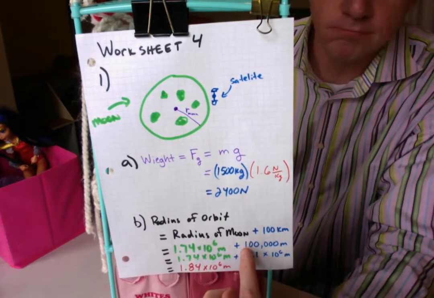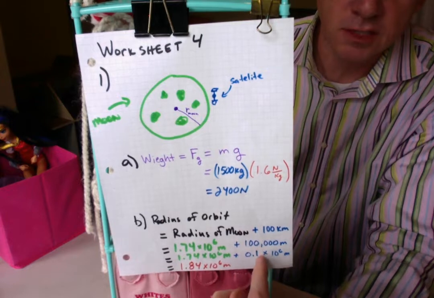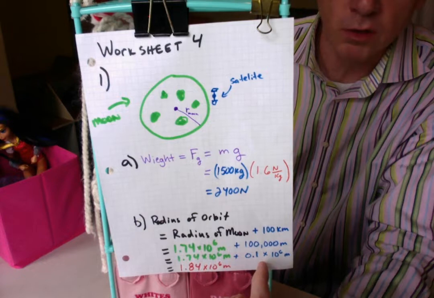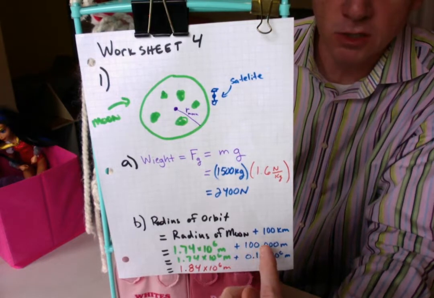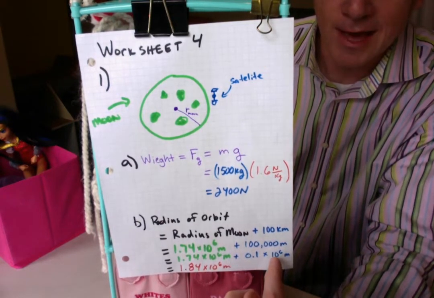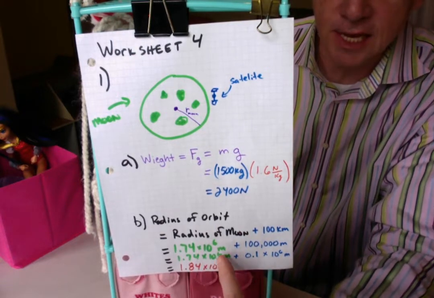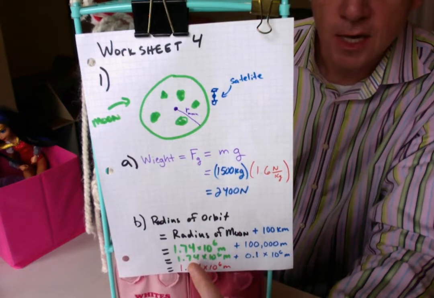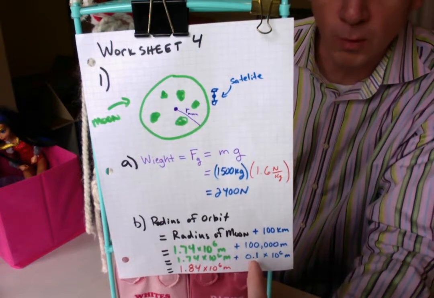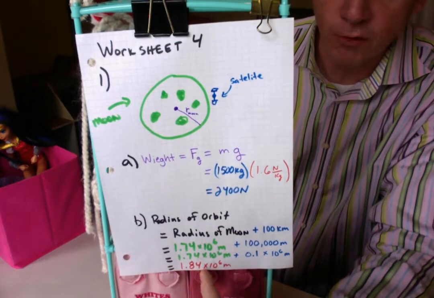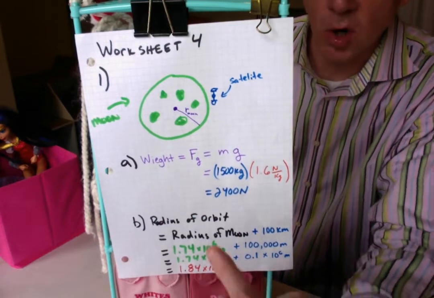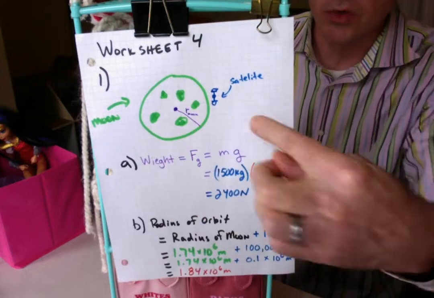Or you can say, hey, 100,000 meters is the same thing as 0.1 times 10 to the 6 meters. I just move the decimal place over 6 times, making this number smaller, so I make this number bigger. That way, it's really easy to add. If they're the same bases, you just add the numbers. But we're not going to get too into that. That's what your math class is for. 1.74 plus 0.1 is just 1.84, and then we tack on that times 10 to the 6th. So that's the overall radius that we're going to have to use in a sec.